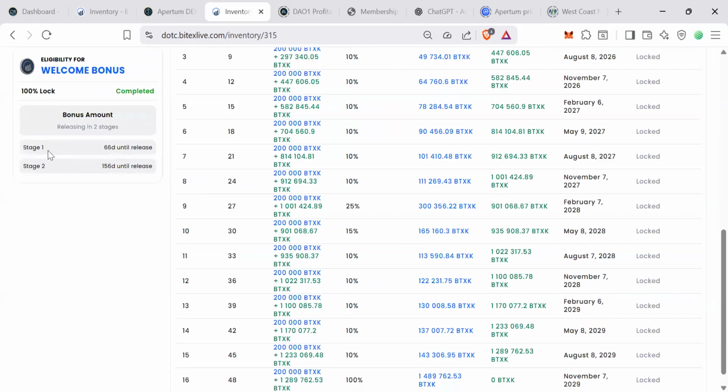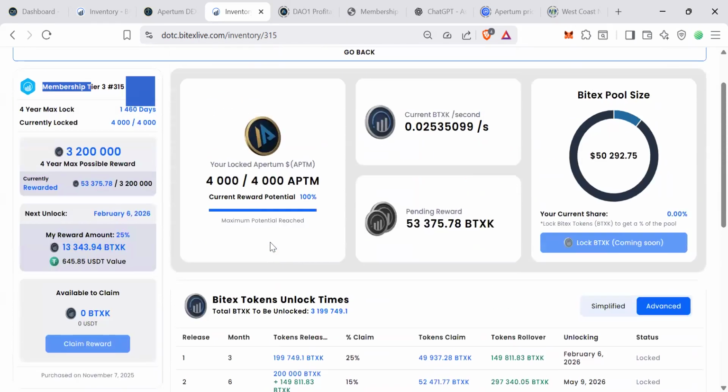Now, I can either cash those Bitix tokens out for the $1,000 USDT, or I can stake those coins into the staking pool. And the staking pool is sitting at $50,000 at the moment. The staking pool grows by about $2,500 a day.